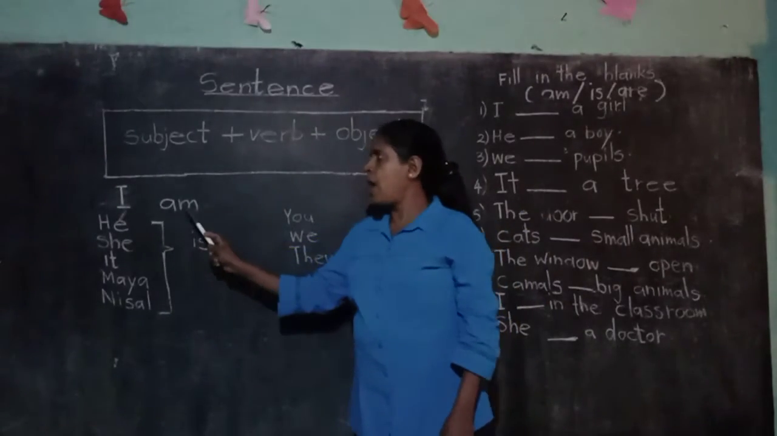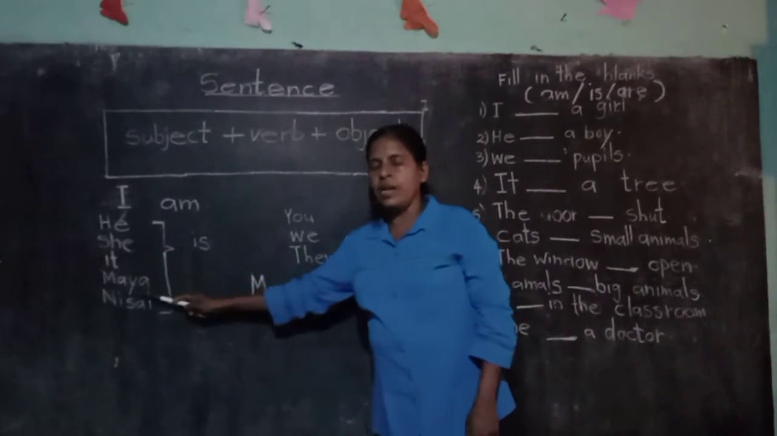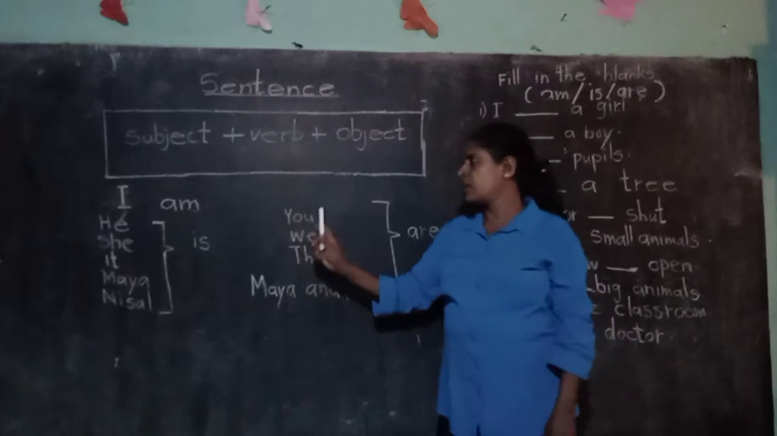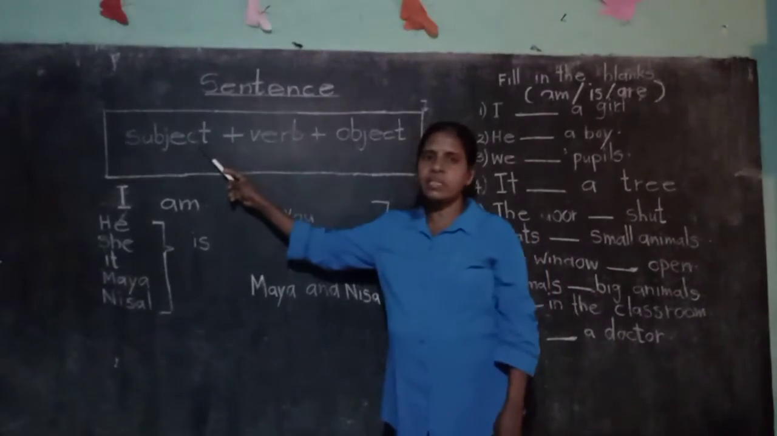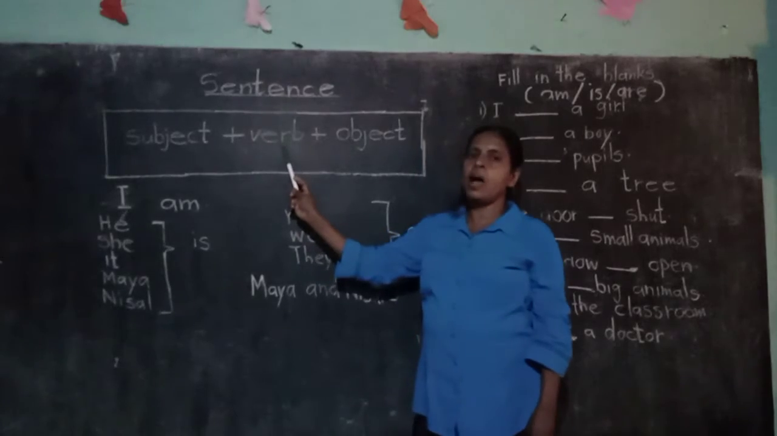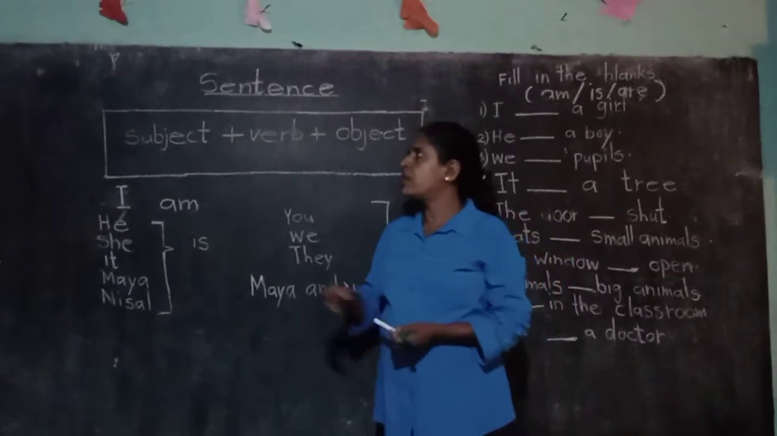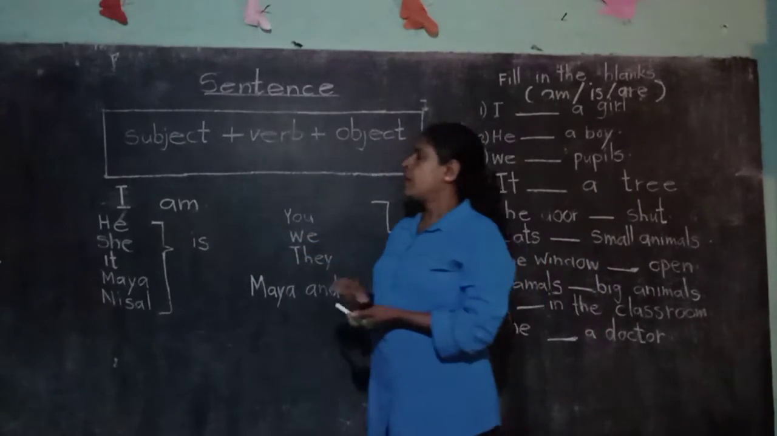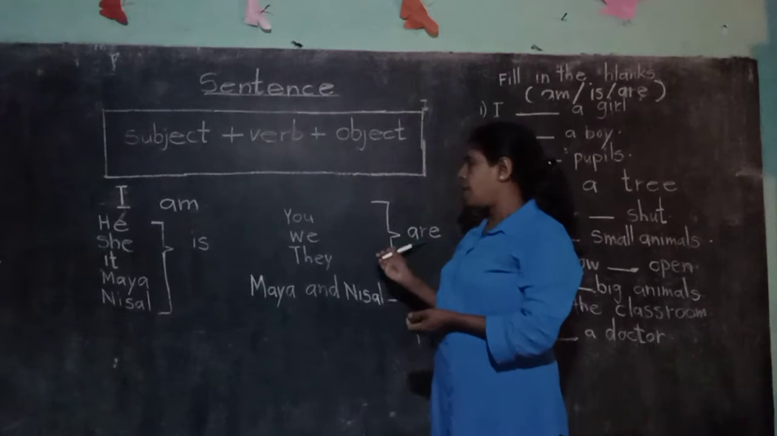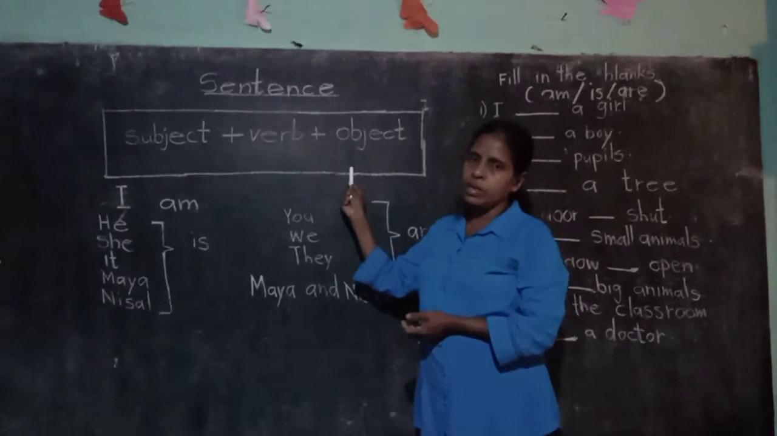I, subject, he, she, it, any names, animals' names, things we can use as a subject. Verb, kriyapada: am, is, are. Today we learn am, only am, is, are, right? Am, is, are.